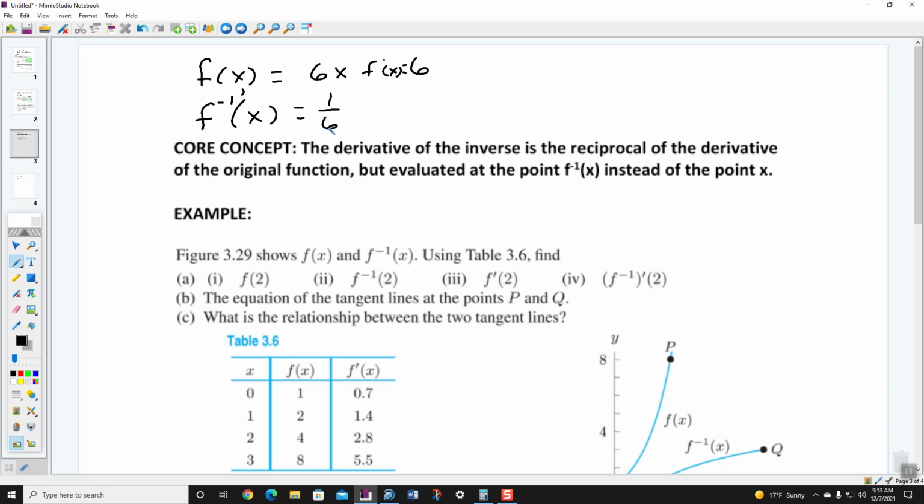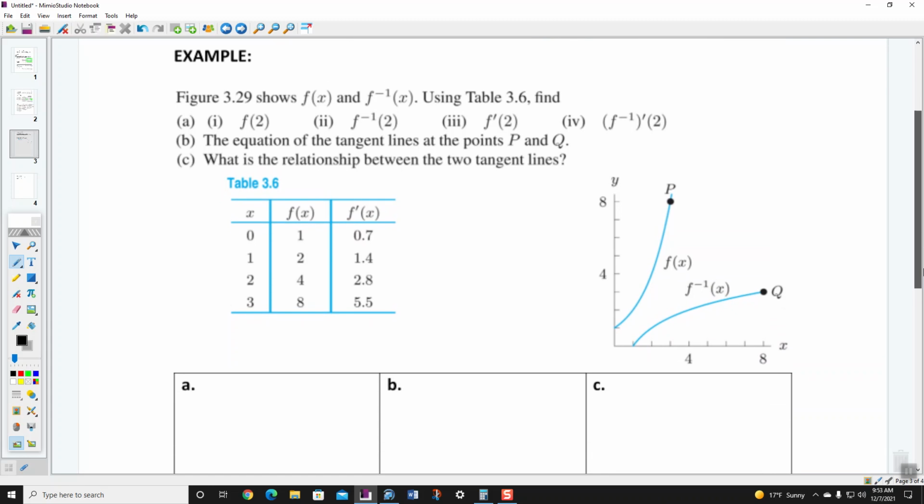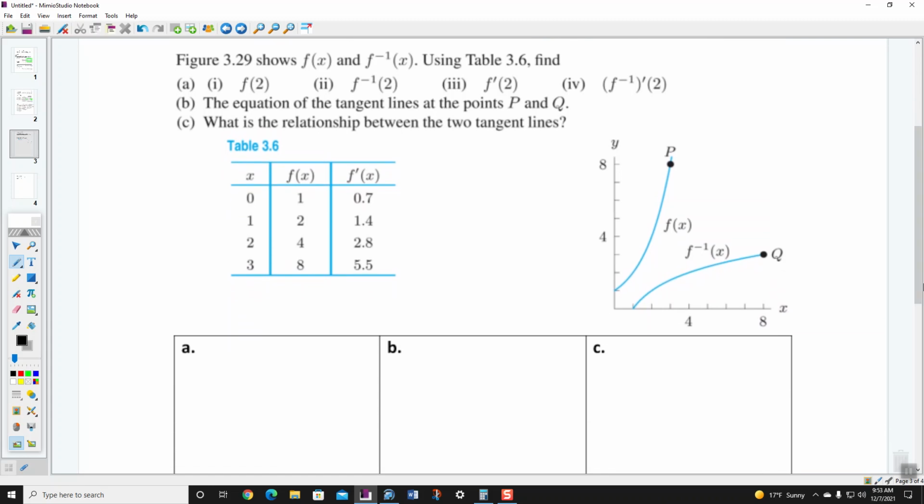Guys, I have a table of values for a graph down here. Let's talk about it. It says figure 3.29 shows f of x and f inverse of x, and it says use table 3.6 to find the following. So the first thing that we have is all these x values, 0, 1, 2, and 3. f of x has a value of 1, 2, 3, and 4.